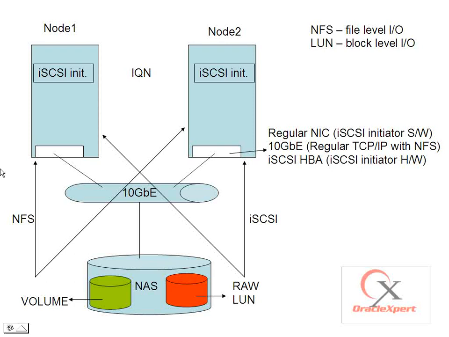Clear? So understand this one more time. If this is a regular gigabit Ethernet NIC, I would need software. That software would work as an iSCSI initiator. An iSCSI initiator is required to access a LUN on regular Ethernet. If I am using 10 gigabit Ethernet, I can still do it, the only difference being the speed would be better. If I am using an iSCSI HBA, then I don't need software, because the iSCSI HBA itself has a built-in iSCSI initiator, although it will also have its own unique IQN number.